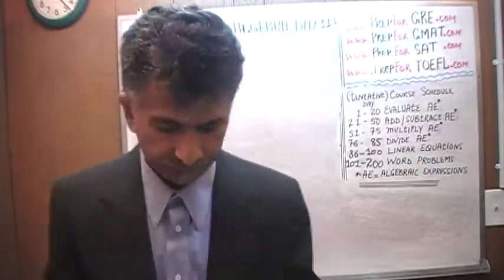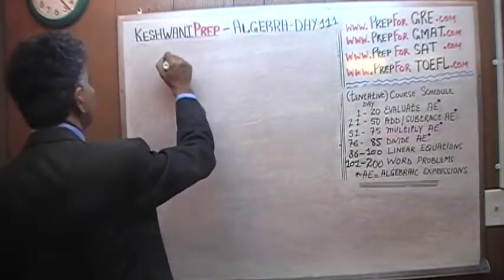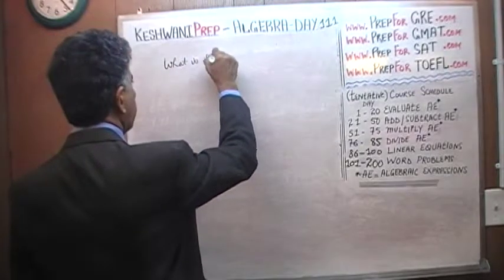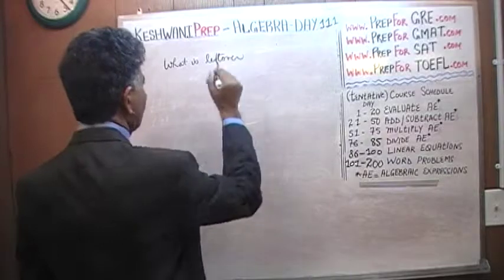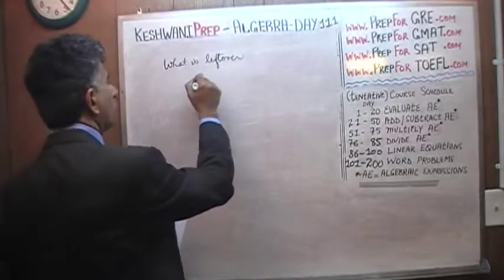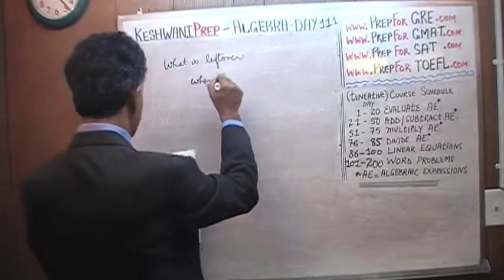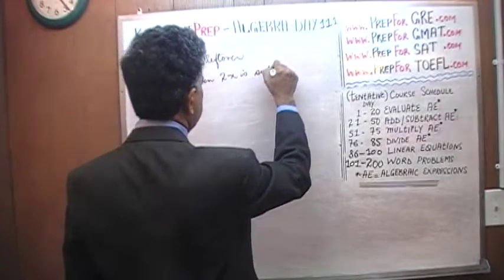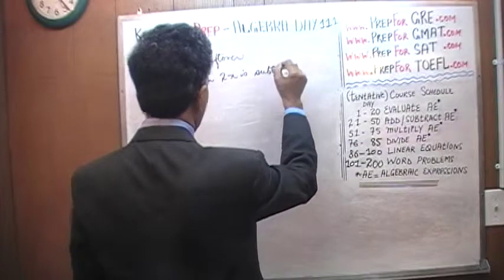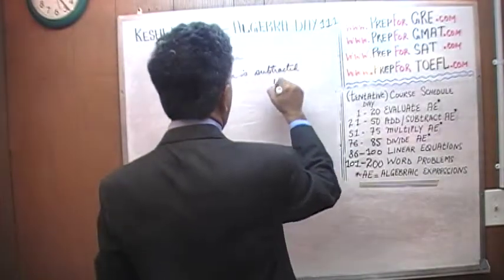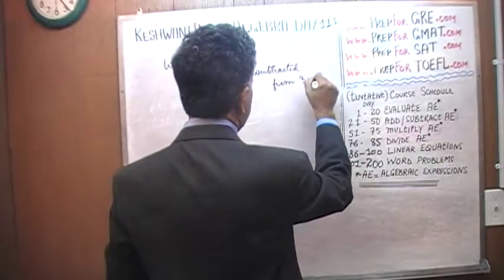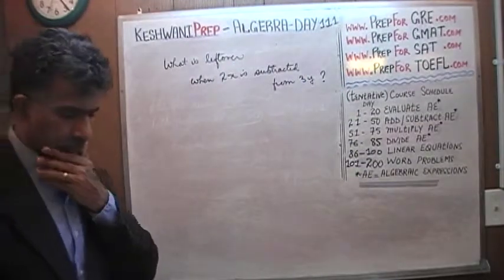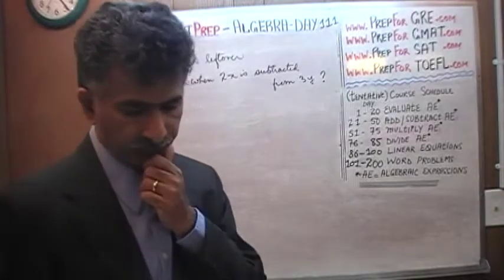Let's see what we have for today. The question is, what is left over when 2x is subtracted from 3y? What is left over when 2x is subtracted from 3y?